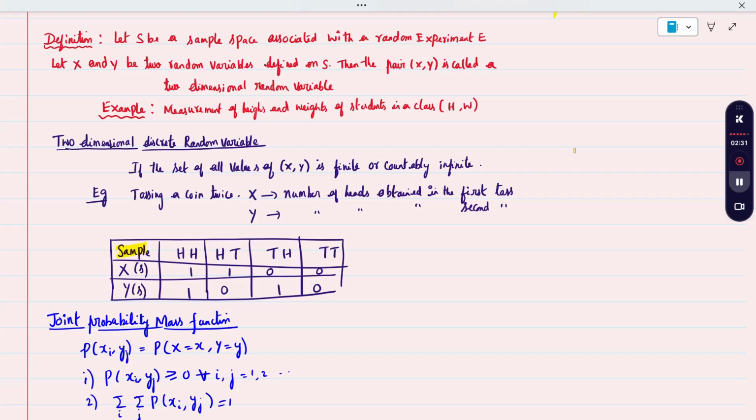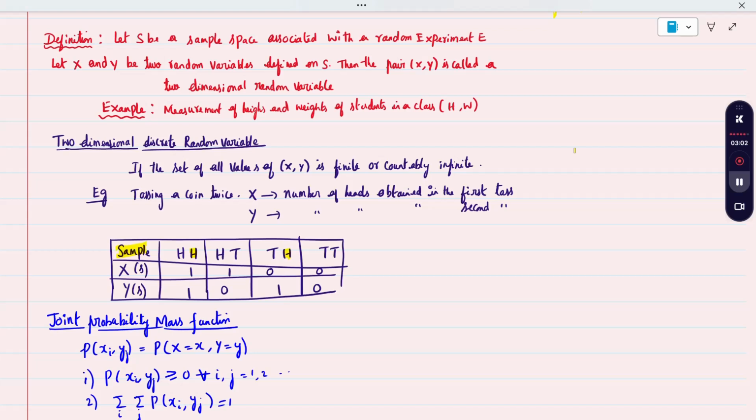According to this, I may get head at the first time. Only in this case both are 1, and in the remaining cases I am not getting it, so it is considered to be 0. Y is the number of heads obtained in the second toss, the second parameter. This is head on the second toss. So both are 1 and the remaining are 0. This is the way we write a discrete random variable for two dimensions.